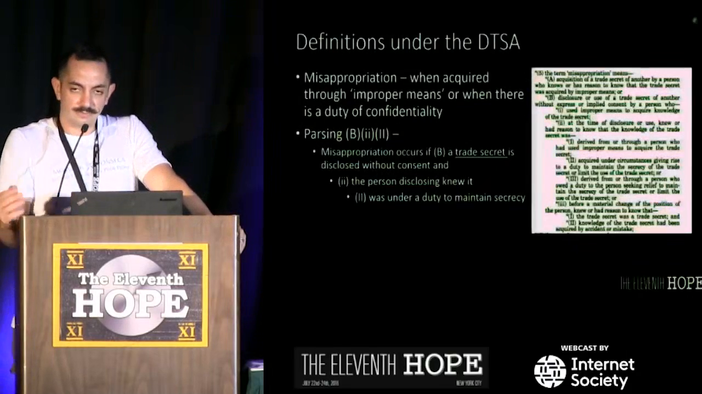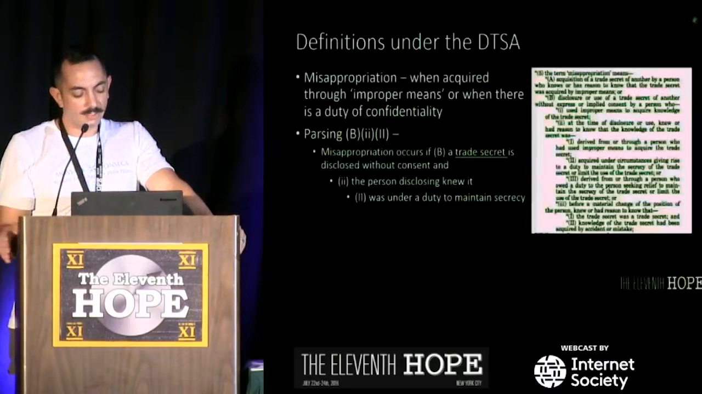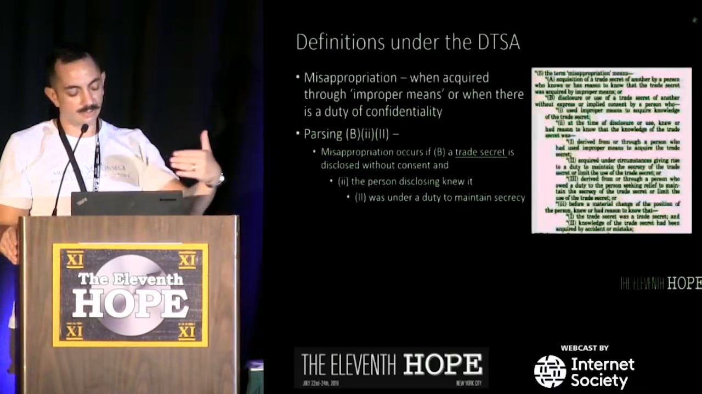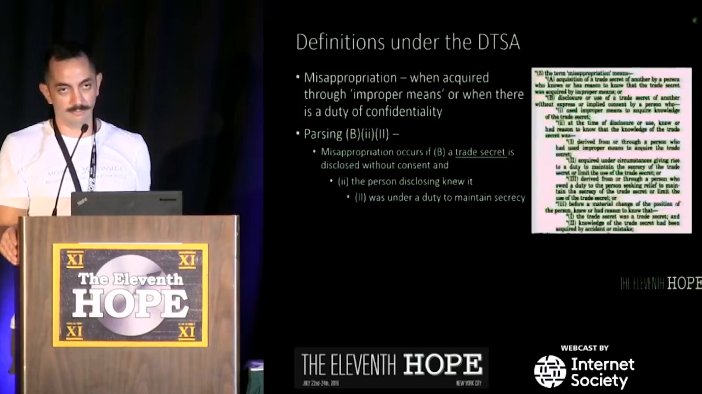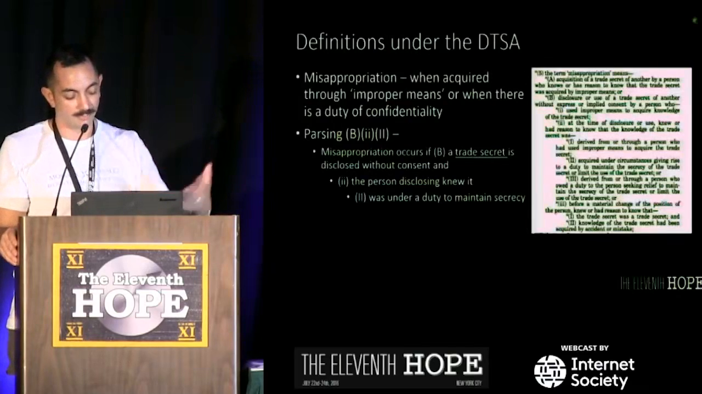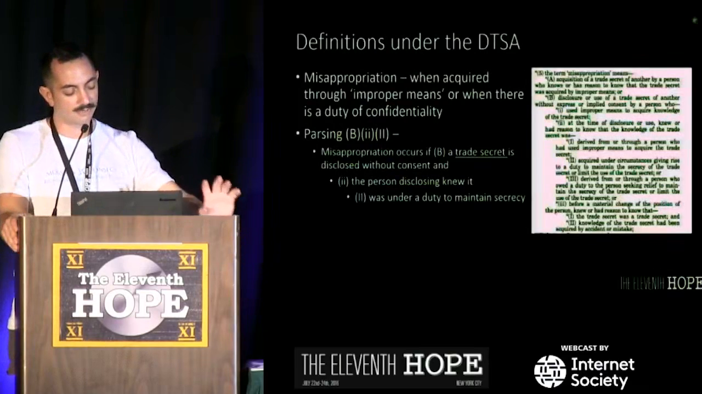And improper means is going to be another defined term, or when there is a duty of confidentiality. So under this definitional term, if you look at B22, we're lawyers, we love rules and then sub-rules and sub-rules and sub-sub-rules. It's kind of crazy. So I try to parse it out for you here.